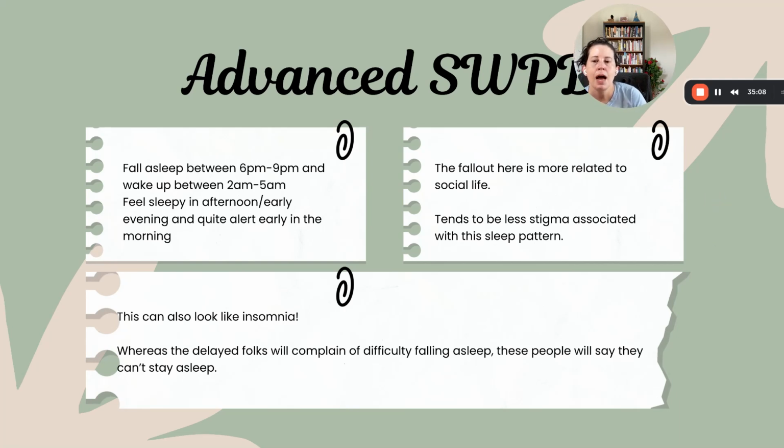It's more related to, I fall asleep at 7 p.m., it's hard to go to dinner with friends or stuff like that. But this can also look like insomnia. Sometimes insomnia is I can't fall asleep, but insomnia can also be I can't stay asleep. I have people that fall asleep fairly easily, but they either wake up a lot during the night or they just wake up really early and they just cannot get back to sleep.